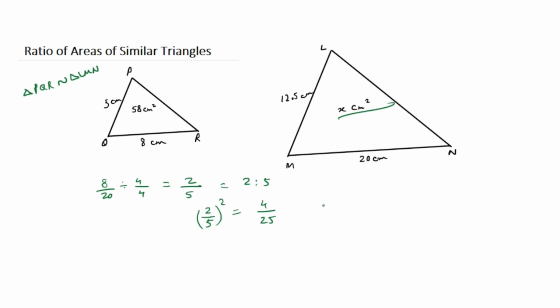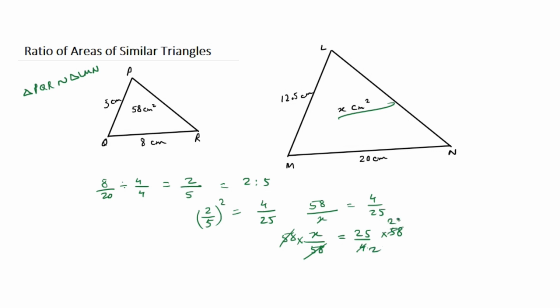So we can just write it as 58 over x. That should give me 4 over 25. Or if I take the reciprocals, I can also write it as x over 58. That should give me 25 over 4. I multiply both sides by 58. The 58 gets cancelled out here. And this goes into 58. I can divide both of them by 2.